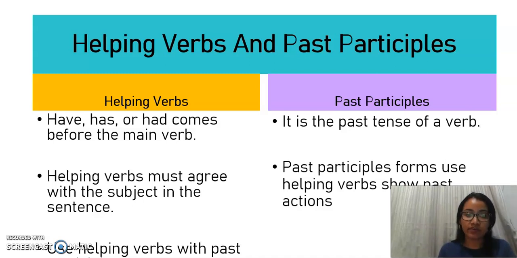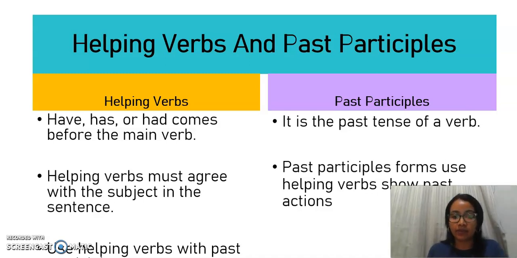Helping verbs must agree with the subject. Do you remember the third person? Third person is she, he, it. And we use the helping verb with past participles. We have here the past participle. It is the past tense form of a verb. Past participle forms use a helping verb to show past actions. When we are speaking in the past participle, those actions are also in the past.